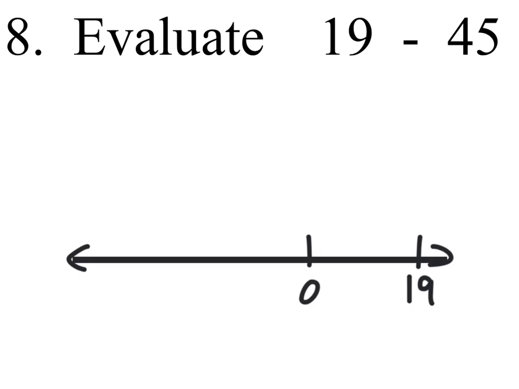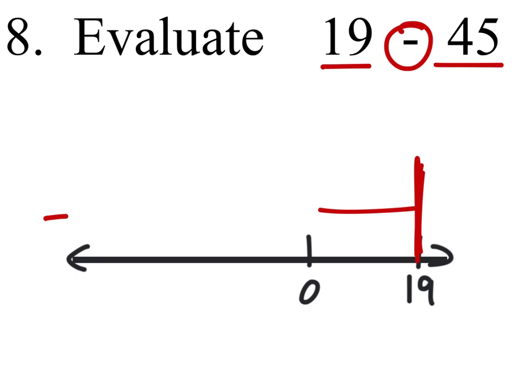We're going to evaluate 19 minus 45. And to do this, I'm going to use the number line. So I've got this set up, and since our first number is the 19, that's where we'll start here. And we're going to go in the negative direction, which is to the left, 45 spaces.